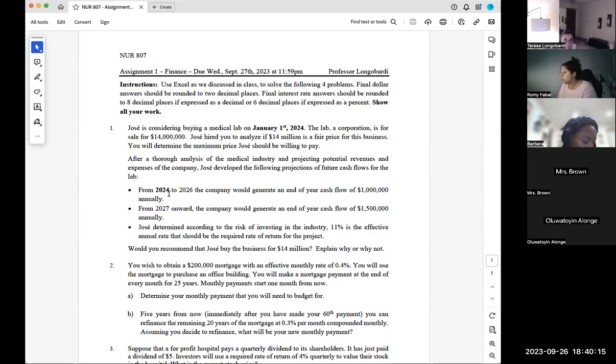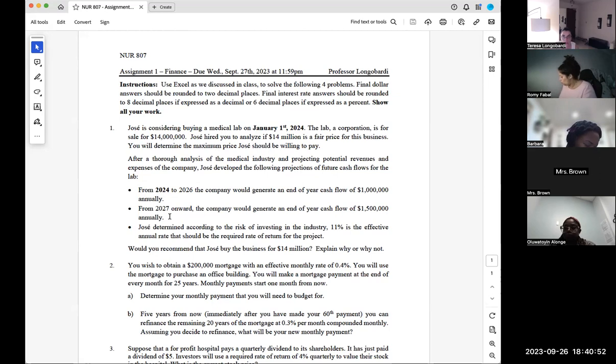And then in 2027, it generates 1.5 million, and it says we're going to assume forever, because it's a corporation. And we had that discussion that corporations technically, because ownership can be passed on with shares, the corporation outlives its current owners. And so it could technically exist forever. So then Jose determined, according to the risk of investing in the industry, 11% is the annual rate. Would you recommend? Okay, so let me draw this.